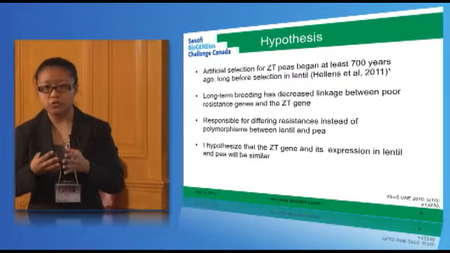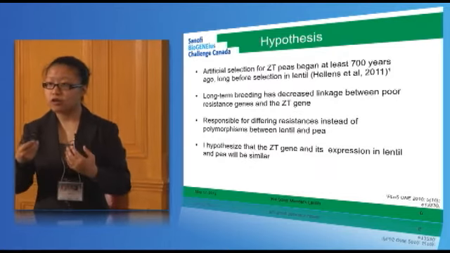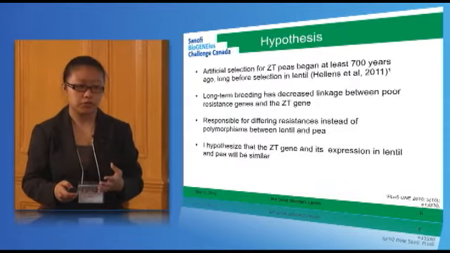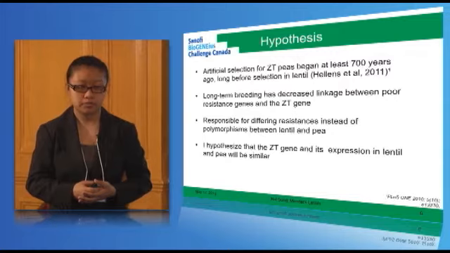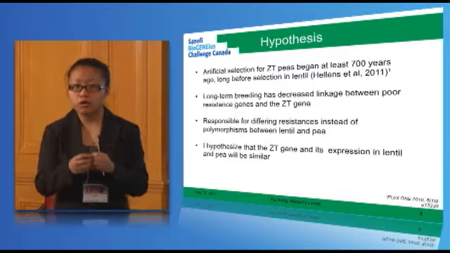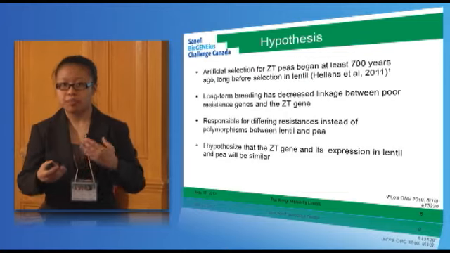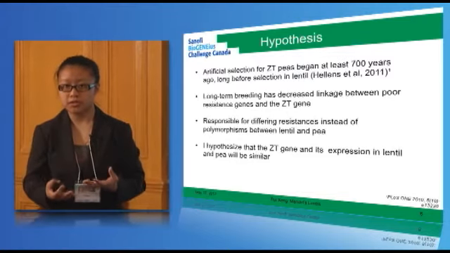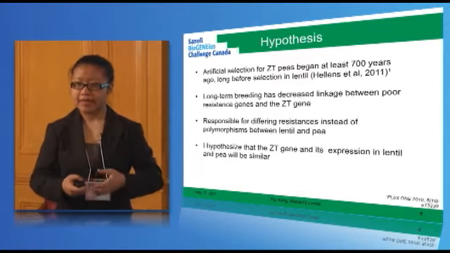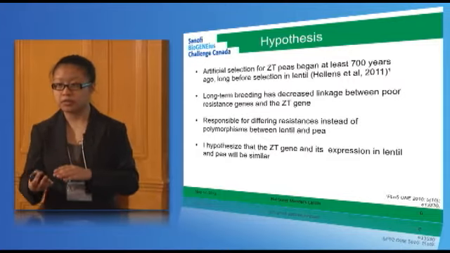So, one known difference between ZT pea and ZT lentil is that artificial selection for the ZT pea began approximately 700 years ago, long before such selection in lentil. And this long-term breeding may have reduced the linkage between poor resistance genes and the ZT gene. The reduced linkage may be the reason for the differing resistances instead of polymorphisms in genes between both species. Therefore, I hypothesize that the ZT gene and its expression in lentil and pea will be similar.